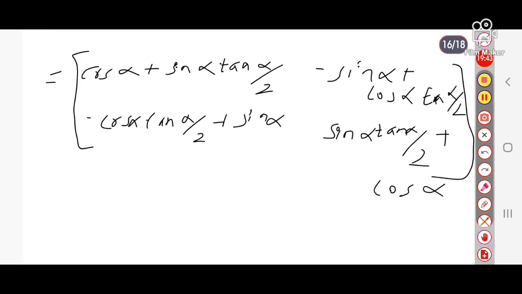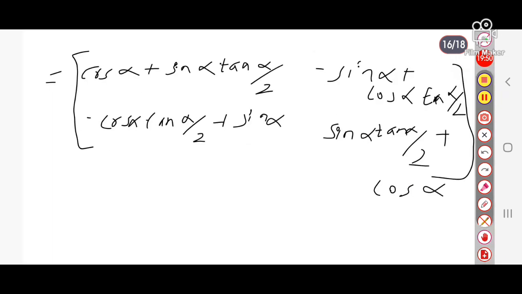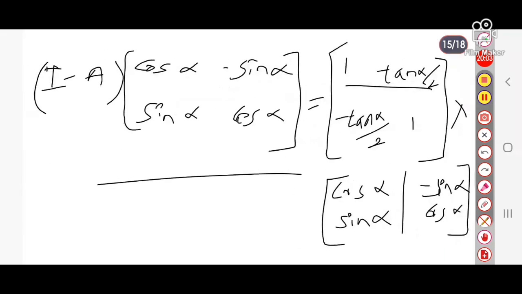So when we multiply these two, we yield this as the product: cos alpha plus sin alpha tan alpha by 2, then minus cos alpha tan alpha by 2 plus sin alpha, minus sin alpha plus cos alpha tan alpha by 2, sin alpha tan alpha by 2 plus cos alpha, by multiplying these two.